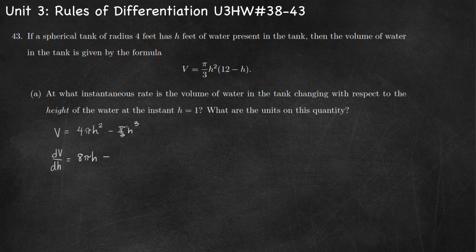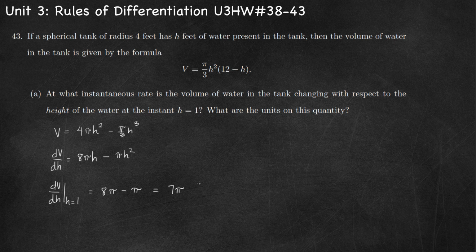Minus, and then pi over 3 is constant, so we'll multiply pi over 3 by the derivative of h cubed. The derivative of h cubed is 3h squared. So pi over 3 times 3 is pi, and then h squared. Now we want to know this rate of change at the instant when h is 1. So I want dV/dh when h equals 1. So that'll be 8 times pi times 1 minus pi times 1 squared, which simplifies to 7 pi.